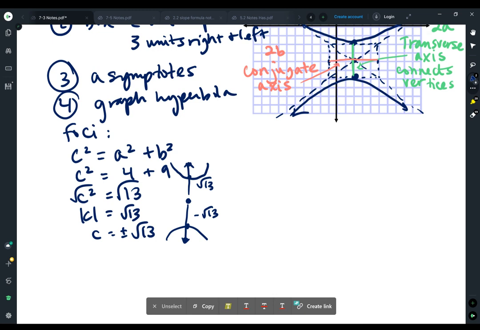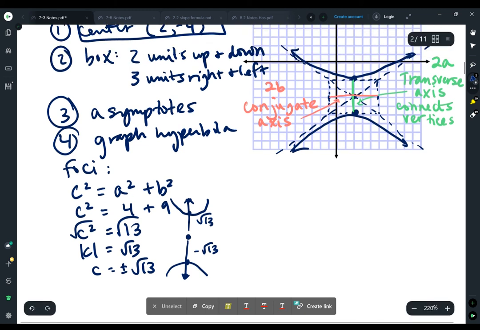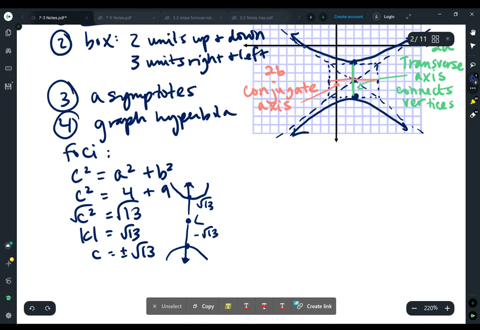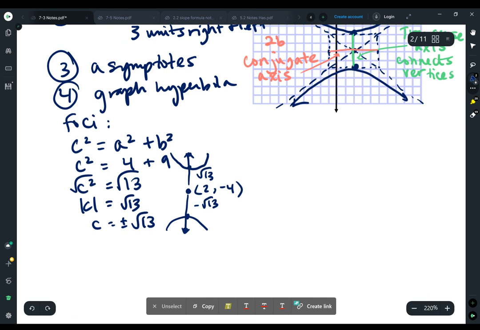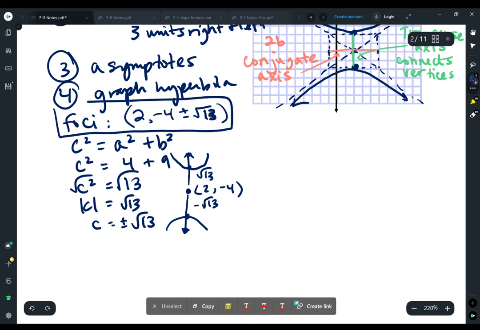So let's see. That means my center, what was my center at? My center was at 2, -4. So I'm keeping the 2, that's my x value. It's the y value that's going up and down. So my foci is going to be 2, comma, -4. And then I'm going to move up and down square root of 13 units. So plus or minus square root of 13. So that's going to be my foci. And that is a 13 right there. All right, so I got that.